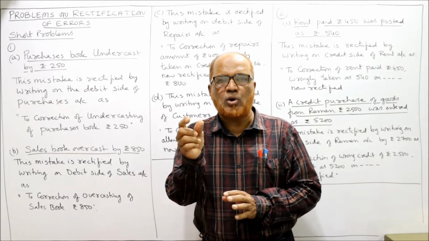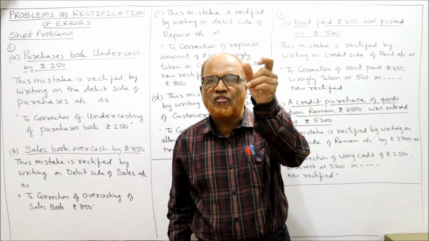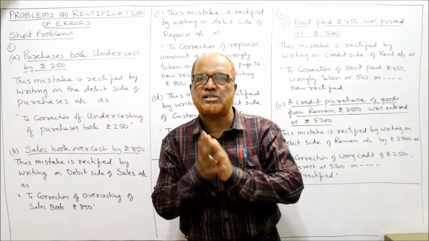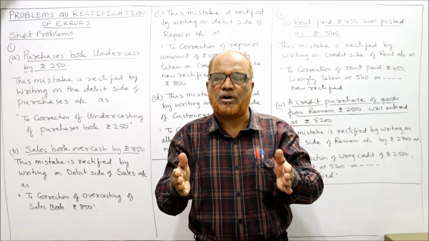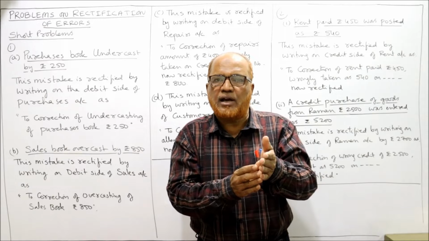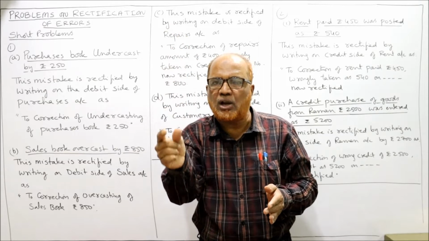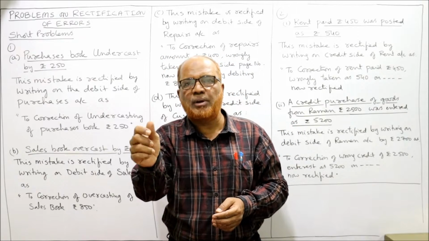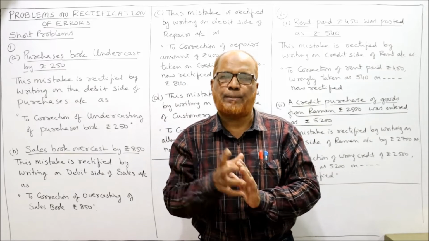So purchases book is undercast by rupees 250. The total of purchases book will be posted to purchases account. See here, purchases book is a subsidiary book in which all credit purchases will be recorded. Periodically, that means weekly or daily basis, we'll find out what is the total of purchases book. The total of purchases book will be posted to purchases account in the ledger.